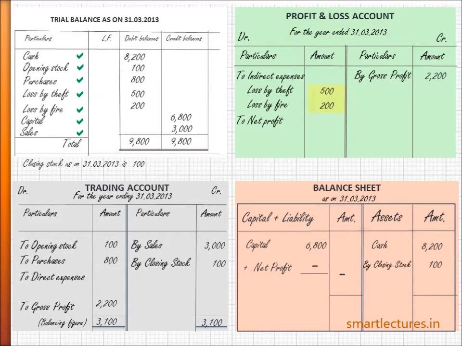So the total on the debit side is only rupees 700. So we have to supply 1,500 to the debit side because the debit side is weaker. So it will be to net profit. Now the total on both sides 2,200. Now balance sheet as on. On the liability side, capital is 6,800 plus net profit 1,500. It will be taken from profit and loss account, and in the outer column it will be 8,300. So total on both sides 8,300. Whenever you write down a balance sheet, you should write down balance sheet as on 31st March 2013.